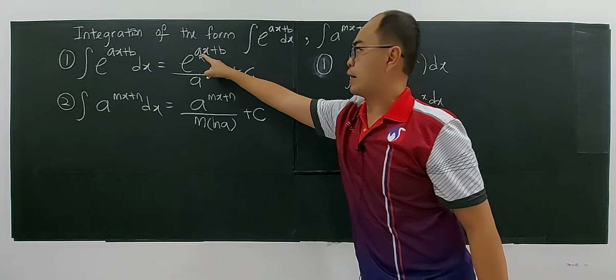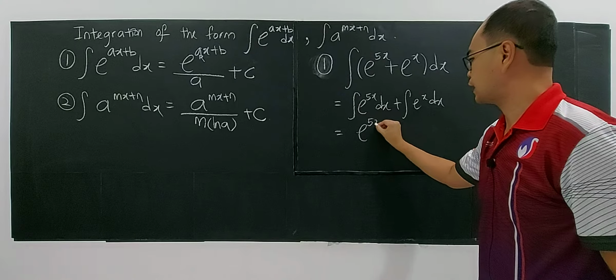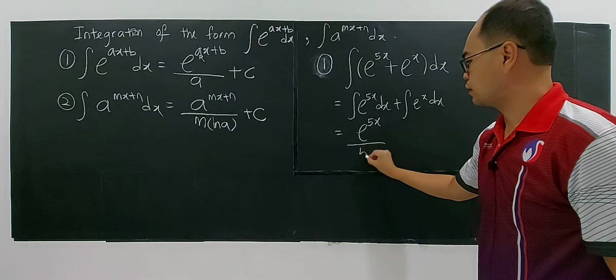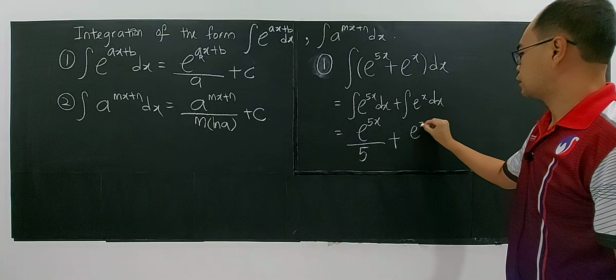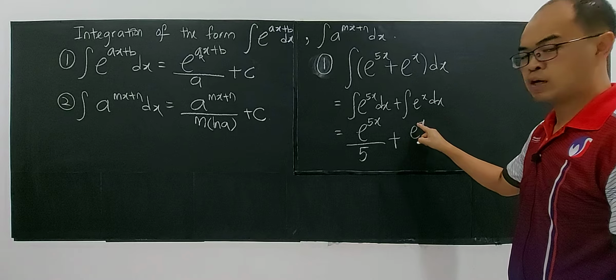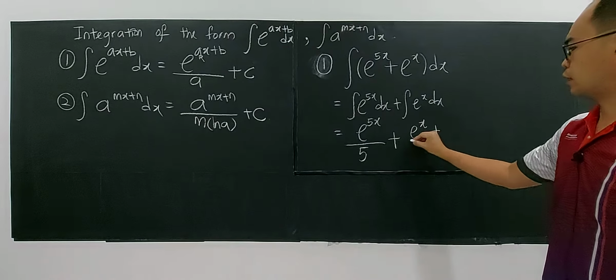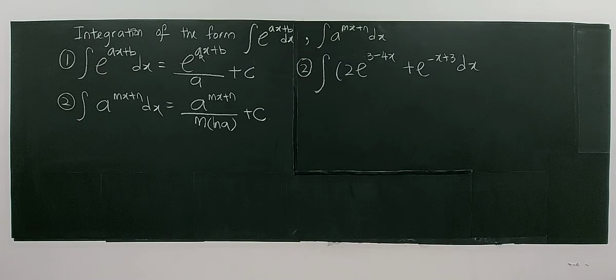The formula ax plus b. Very easy. Copy back. What is the coefficient in front of x? 5, right? Then you divide by 5. Plus integrate e to the x. What is the coefficient in front of x? It is 1, so divide by 1. So you're getting e to the x, plus c. As simple as that.